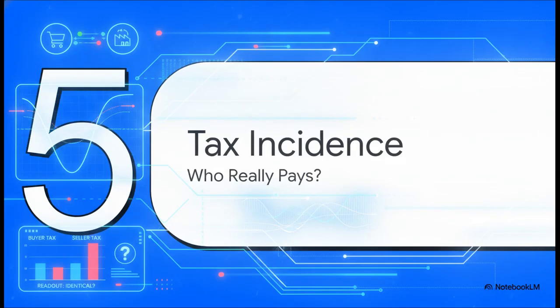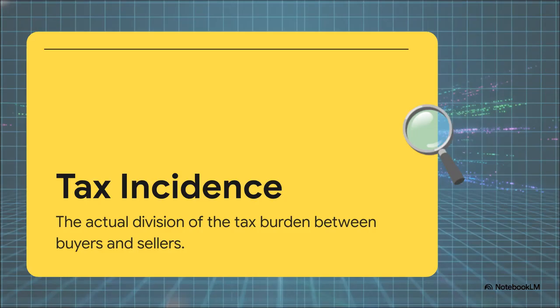Section 5. Tax incidence and elasticity. To find out who really pays, we have to define tax incidence. This is the actual division of the tax burden between buyers and sellers after the market adjusts and settles into its new equilibrium. And the greatest illusion of all is this: the government decree doesn't actually dictate who feels the pain in their wallet. The market forces do.